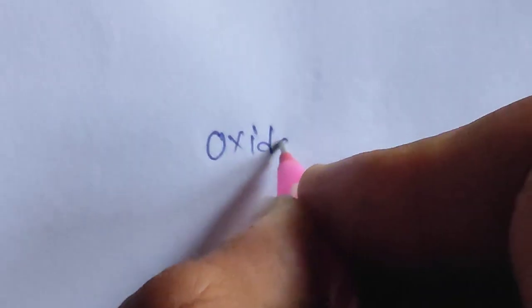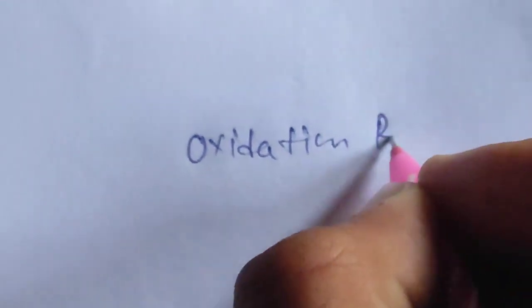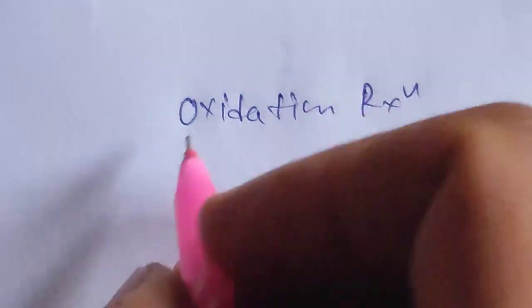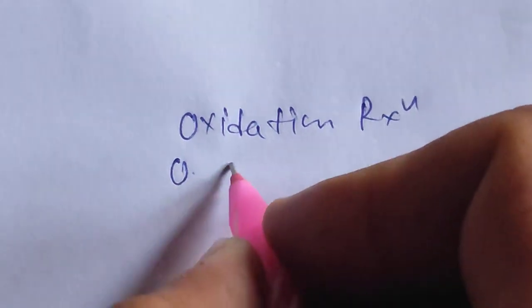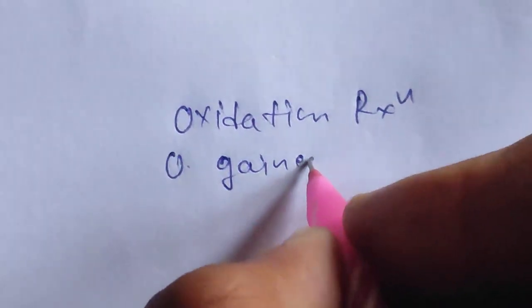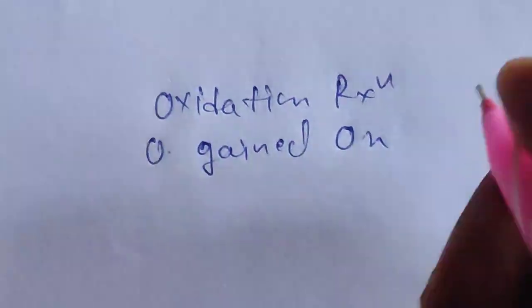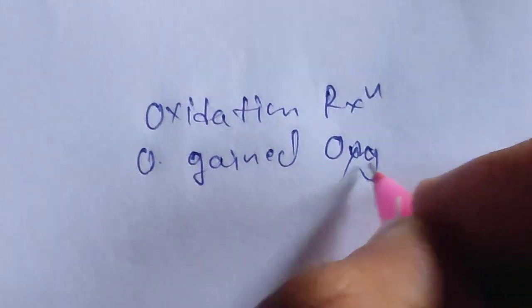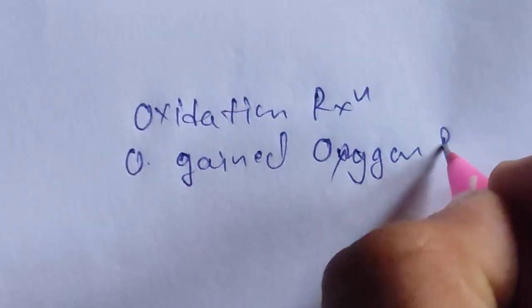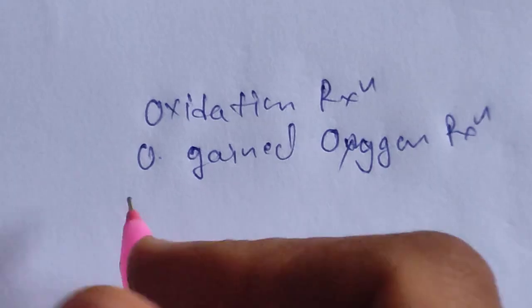While starting the topic redox reaction, let's talk about the oxidation reaction. Oxidation reaction means that when a substance gains oxygen in a reaction, it is called an oxidation reaction.